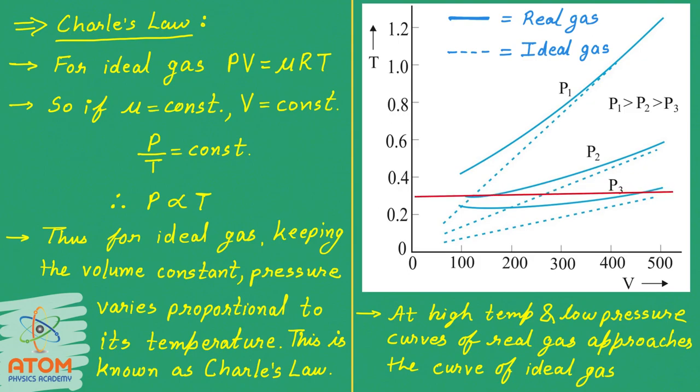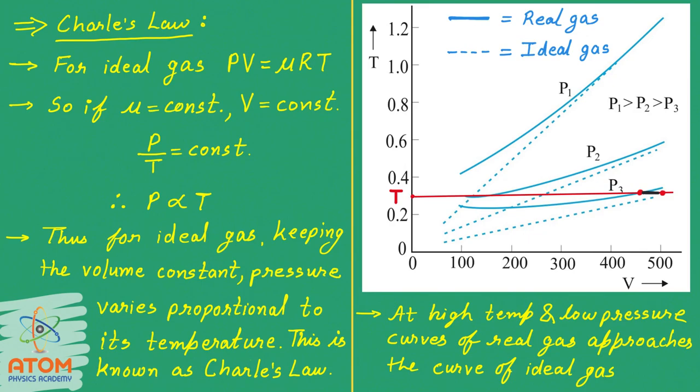Here I have drawn a line at any temperature T. Let us say this is temperature T. Now, if I consider both the curves for real gas and ideal gas for pressure P3, which is the smallest pressure, then the distance between both the curves is this much.